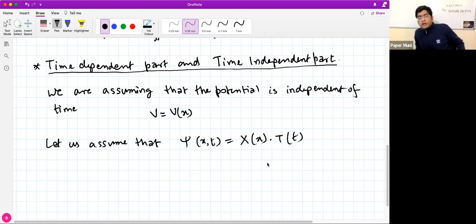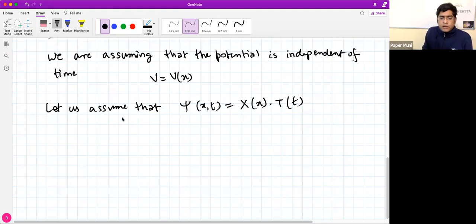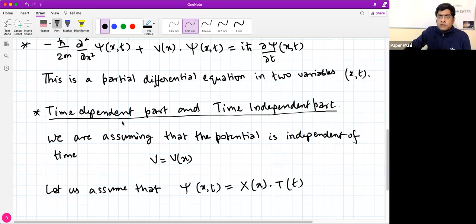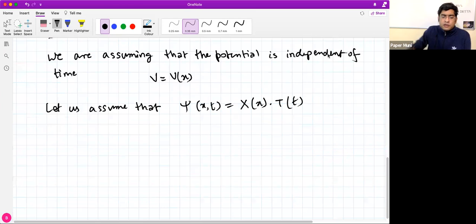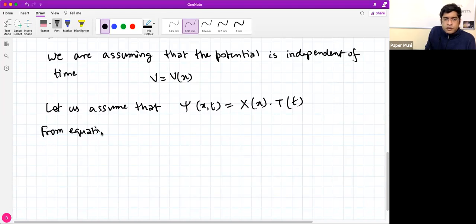Okay, the capital X and capital T are the functions which we are splitting the wave function into. Now if I put this in the equation, let's say this is the equation which let's label it to be 1. So we put this value of psi in equation 1, and what we have is minus h cut square by 2m, derivative with respect to x.